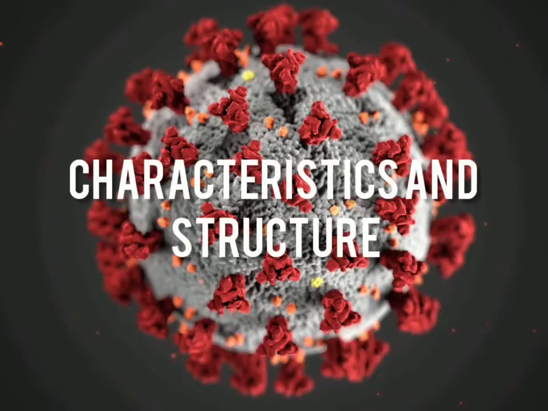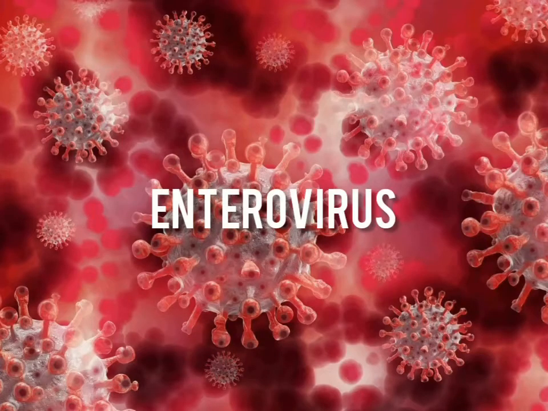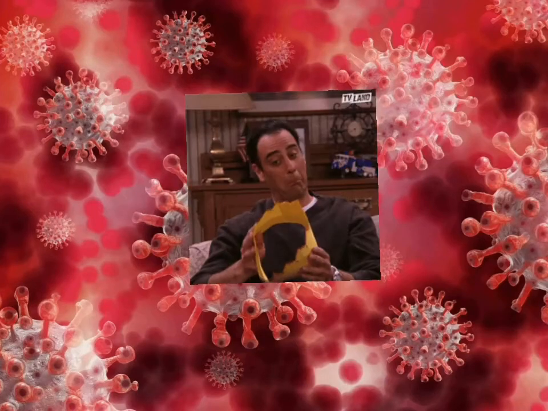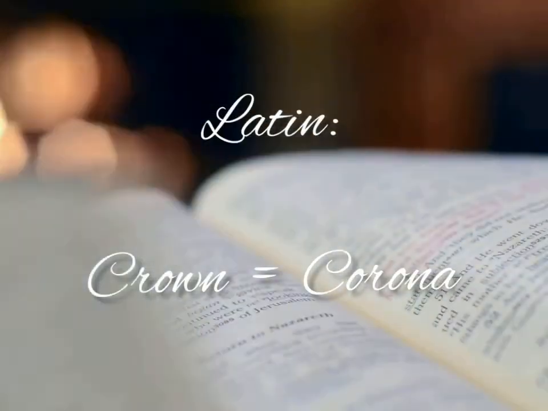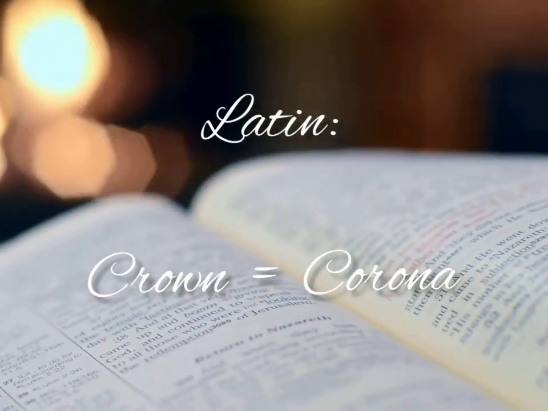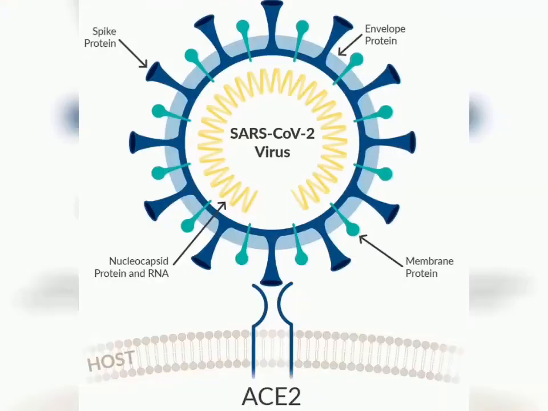Now we're going to discuss the characteristics and the structure of this virus. This virus belongs to the genus Enterovirus. These viri, when viewed under a microscope, resemble a crown. In Latin, crown is said as corona, hence the name coronavirus. The spikes which make it look like a crown are known as spike proteins. These proteins help in binding to and facilitate the entry into the host cell.